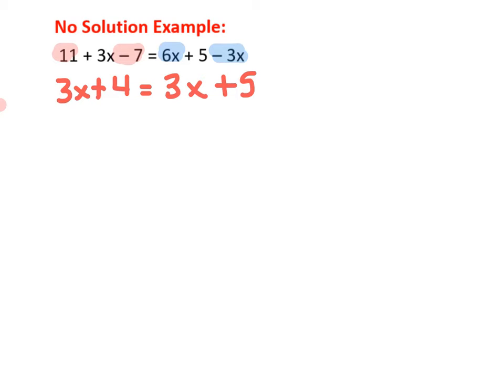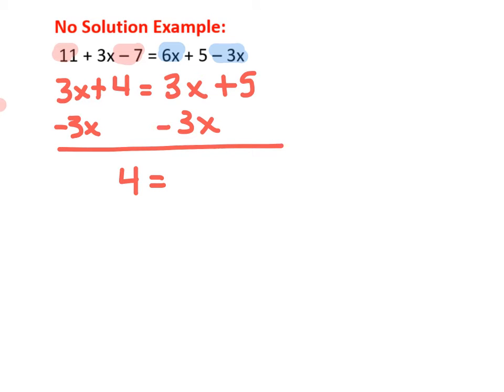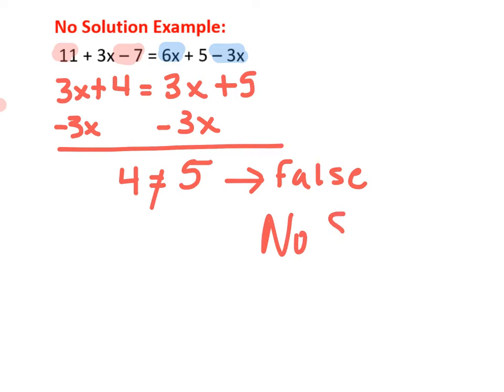The next thing we need to do is bring all of the variables to one side of the equation. So I'm going to move this 3x from the right side over to the left side. In order to do this, I'm going to subtract 3x from both sides. So on the left side, 3x minus 3x gives us 0, so there's nothing there. Plus 4 is equal to, and again, 3x minus 3x is 0, plus 5. However, 4 does not equal 5. Since this is false, this indicates that there is no solution.